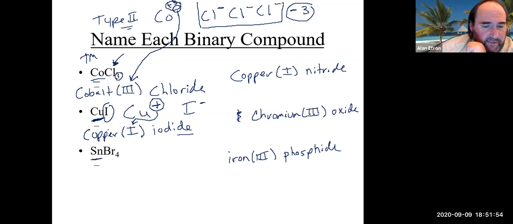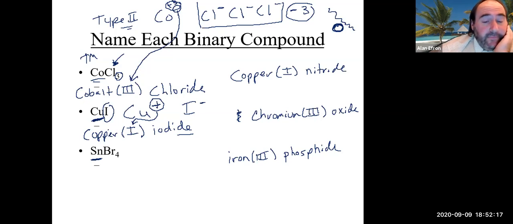Lastly, on this third one, we have Sn, which is tin. Tin is not technically a transition metal, but if you look on the periodic table where that staircase is, tin is right about here, where I was talking about those guys that, although they are not transition metals, also have a variety of charges, and they're named the same way as transition metals.